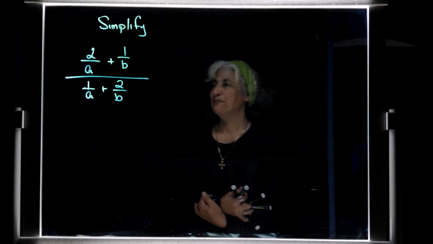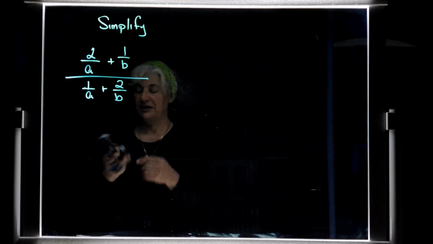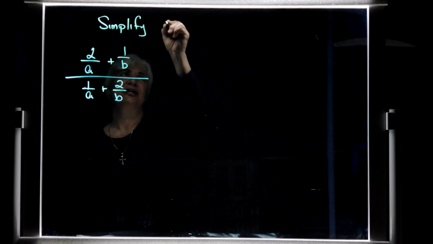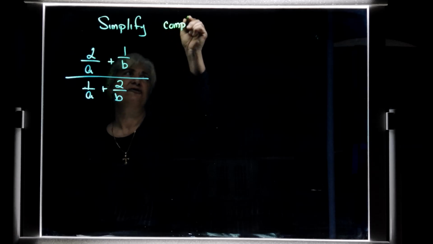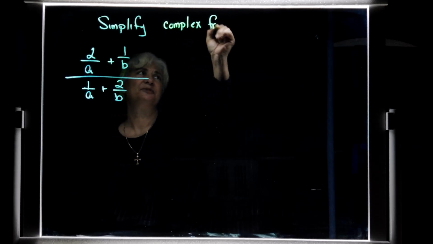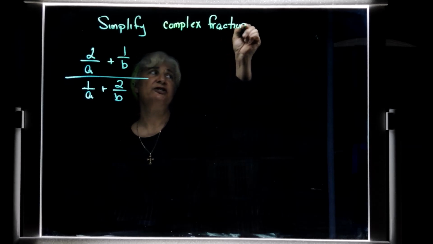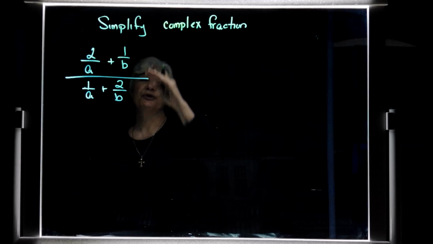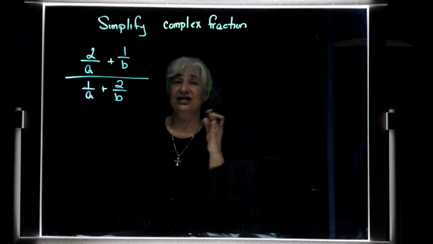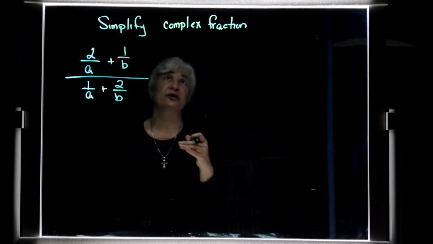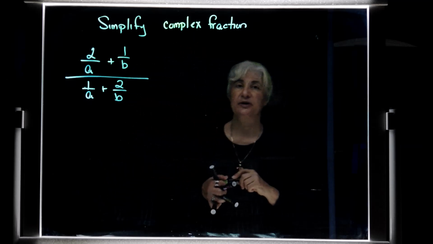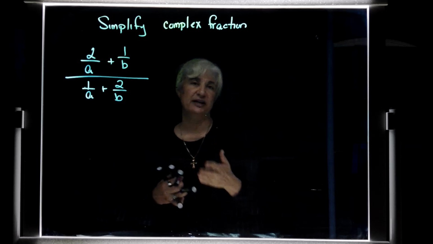Good? Okay. So we are simplifying, and this thing is called a complex fraction. Why is it called a complex fraction? Because technically it's a fraction. I have a numerator and a denominator, and I have fractions within the numerator and the denominator, which is why they call it complex. Now, there's actually a couple different methods you can use to simplify this.